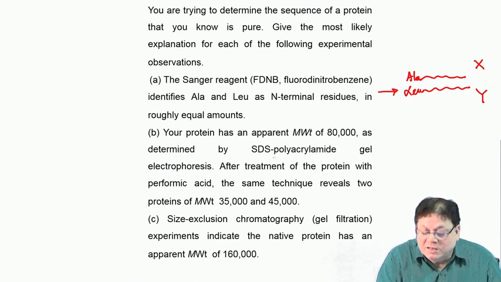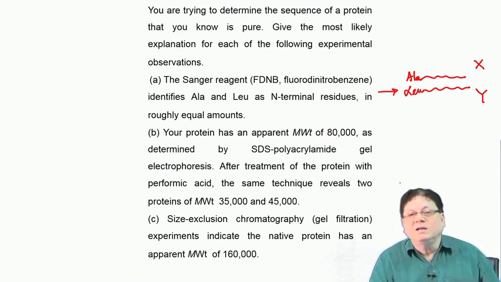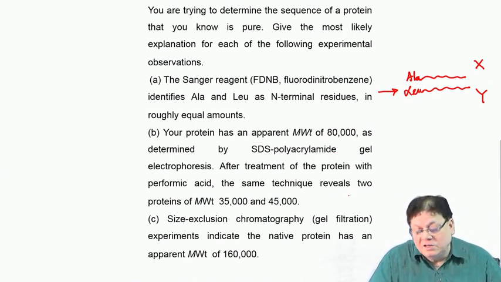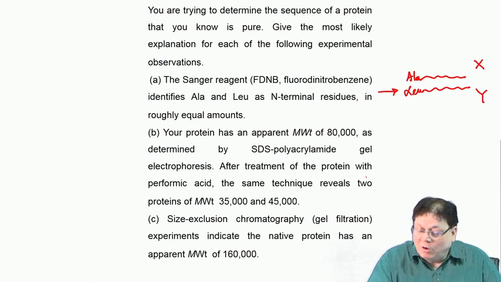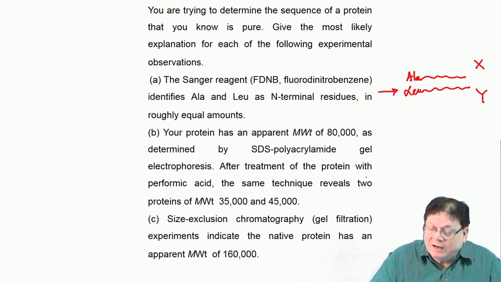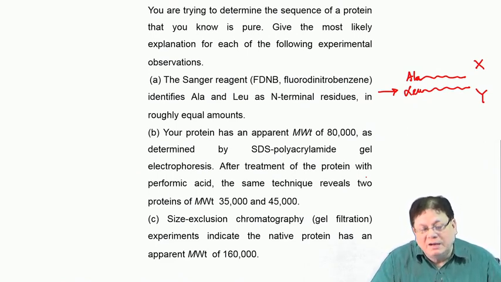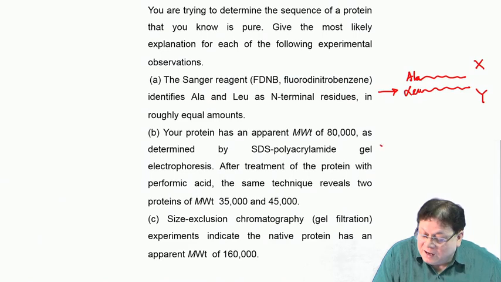First, if you do SDS polyacrylamide gel, remember what SDS does? SDS basically denatures the protein, and then after denaturation you do the gel electrophoresis, and you also run a molecular weight ladder, and from the molecular weight ladder you can say what the molecular weight of your protein is. So, SDS-PAGE says that the molecular weight is 80,000.